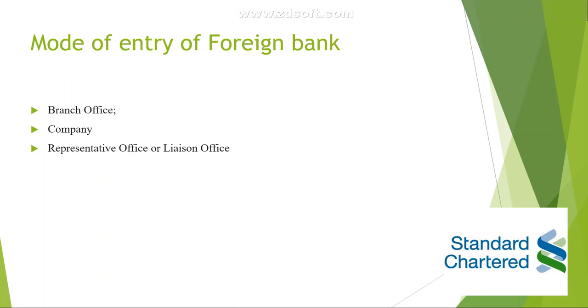One is a branch office. The second is to establish as a bank registered under the Companies Act. And then we can register as a representative office or liaison office. Any foreign bank establishing its branch in a different country has to first get a permission, or a license, from the central bank of that country. So in India, a foreign bank has to get a license under the Banking Laws Act and the RBI Act 1935. This is the minimum condition for a foreign bank to establish itself.